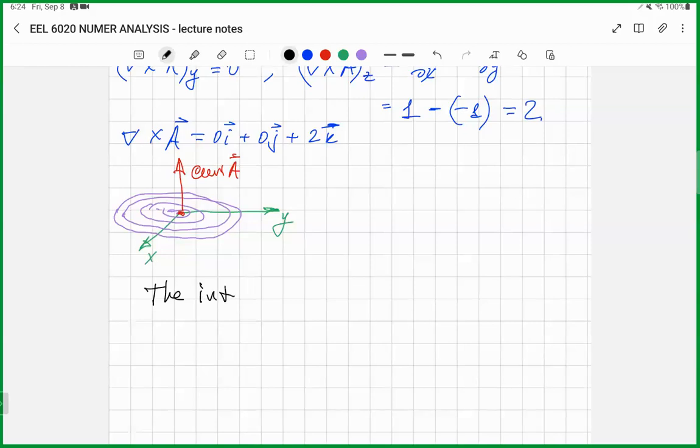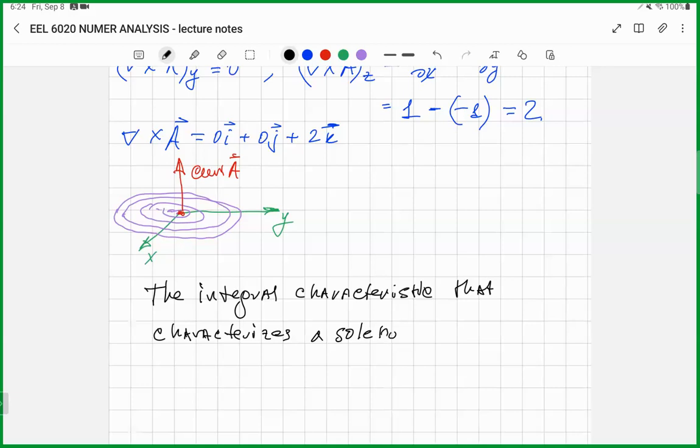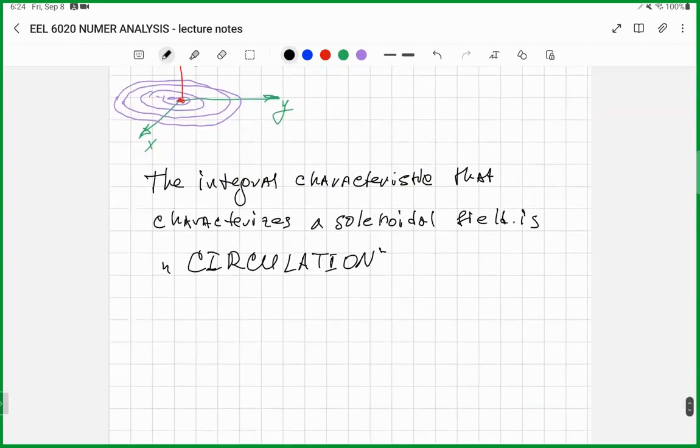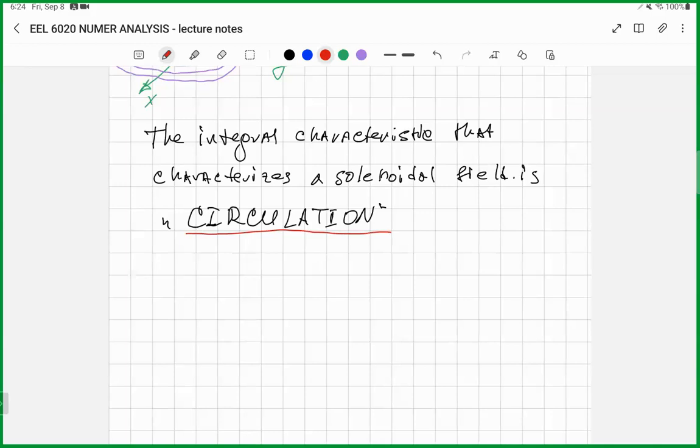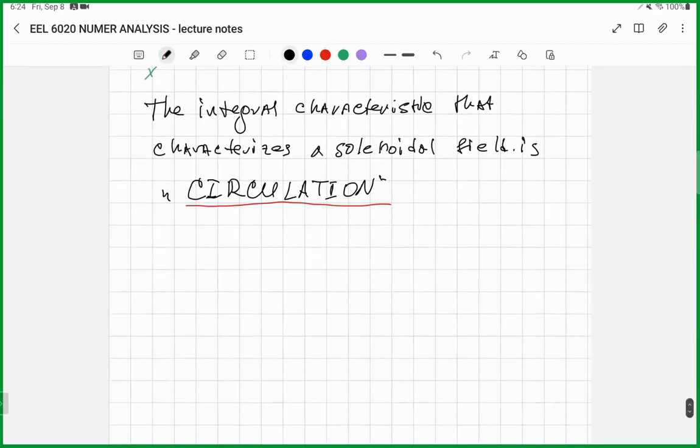The integral characteristic that characterizes a solenoidal field is known as circulation. Circulation. So what is a circulation?